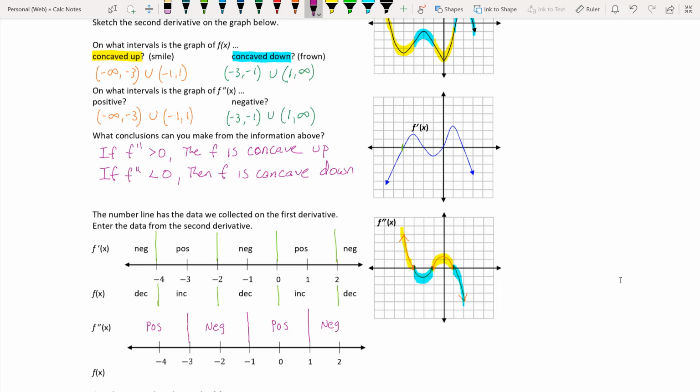And what that told us was where f of x was concave up and down. So if I mark off these same intervals, negative 3, negative 1, and positive 1, when f double prime was positive, our graph was concave up. So concave up at negative 1 to 1. And where f double prime was negative, our graph was concave down.